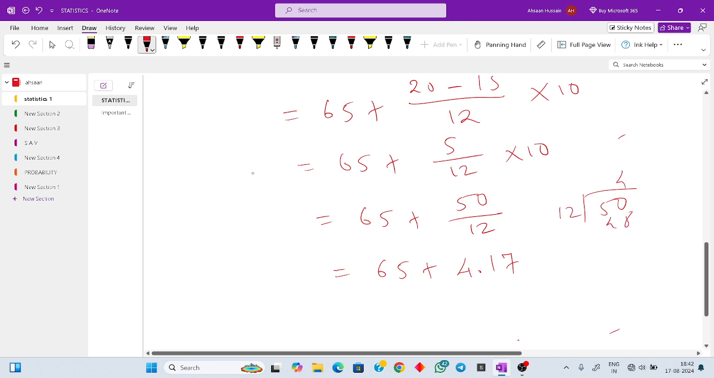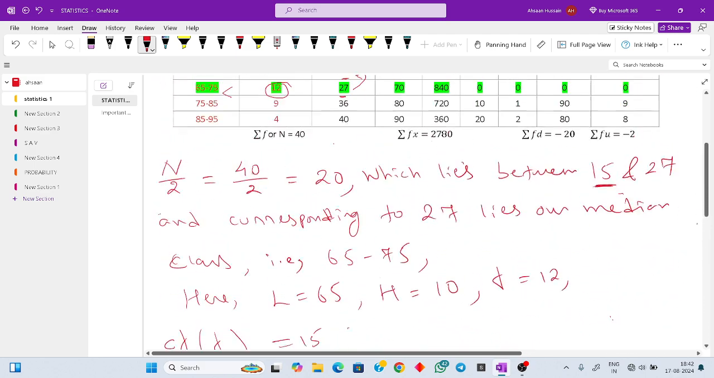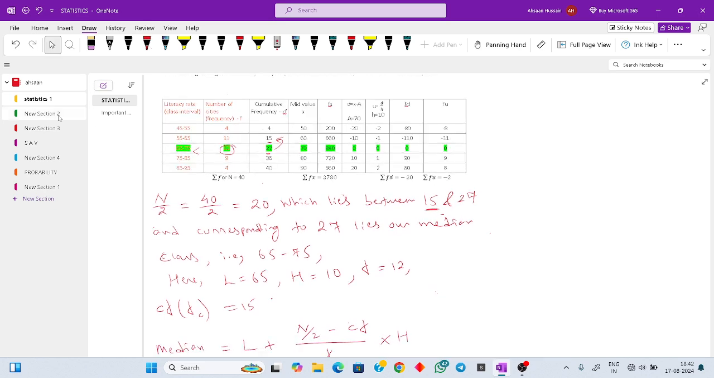12 4s are 48. Then 1 times 12, then that's 0. 6 times 72. So since the third digit is more than 4, we will add 1 to the second digit. So it will become 4.17. Okay. So the answer is 69.17. This is our median. I hope you have understood so far. If not, then let's take another question.